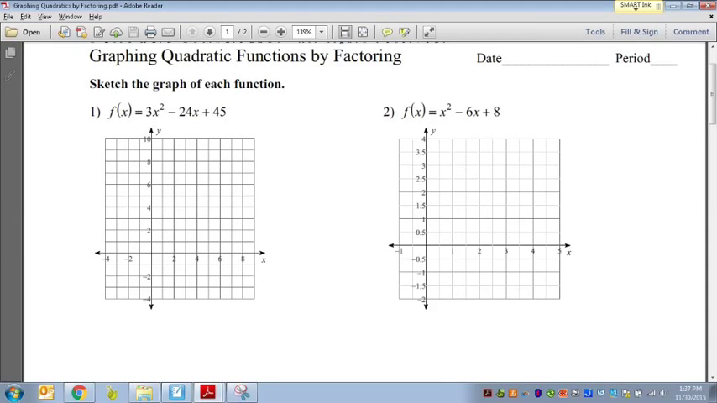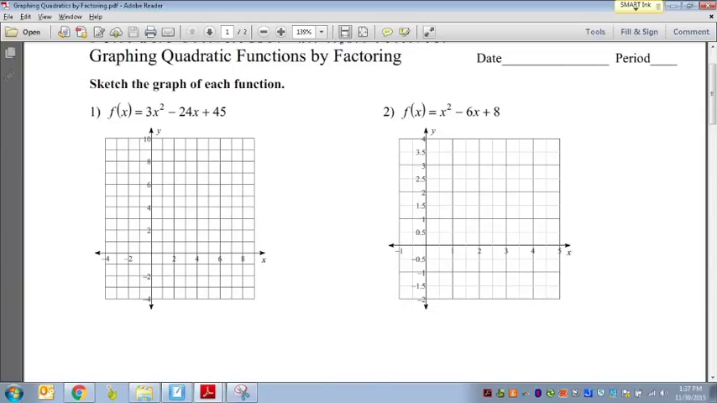Okay, so we're going to be graphing quadratic functions by factoring, implying that one of the key features that we need for graphing quadratics is the x-intercepts. And one way we can find the x-intercepts is by factoring. Okay, so hopefully number 1 looks familiar to you, but let's take a look at number 2 here.